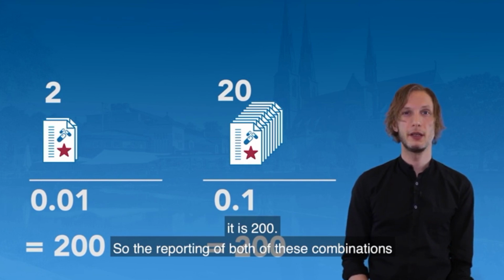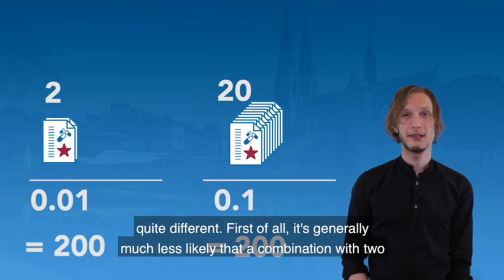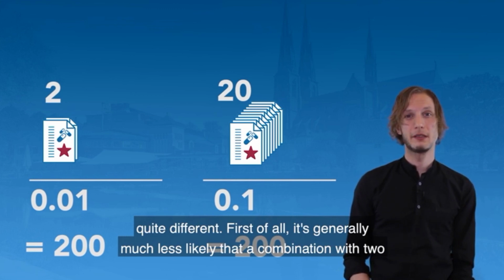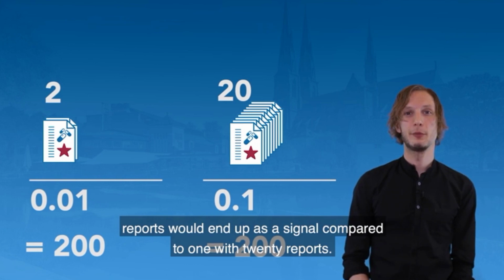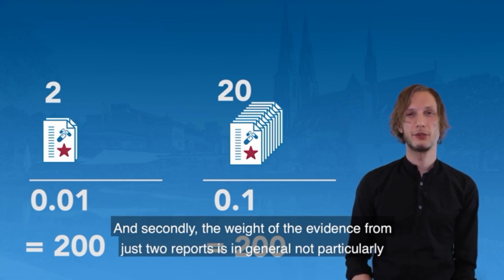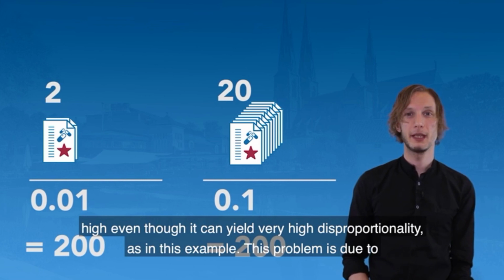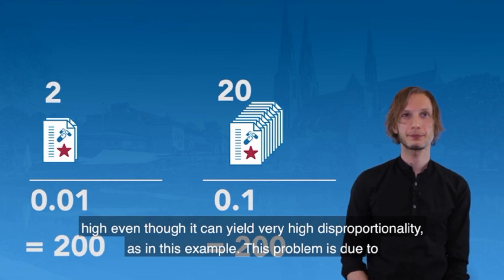It's 200. So the reporting on both of these combinations appears to be highly disproportional. However, in practice, these situations are quite different. First of all, it's generally much less likely that a combination with 2 reports would end up as a signal compared to one with 20 reports. And secondly, the weight of the evidence from just 2 reports is in general not particularly high, even though it can yield very high disproportionality, as in this example.